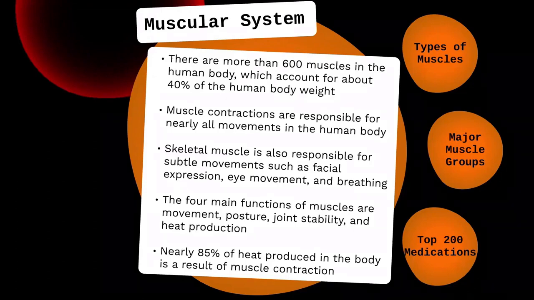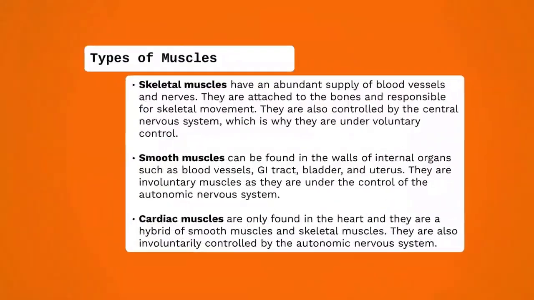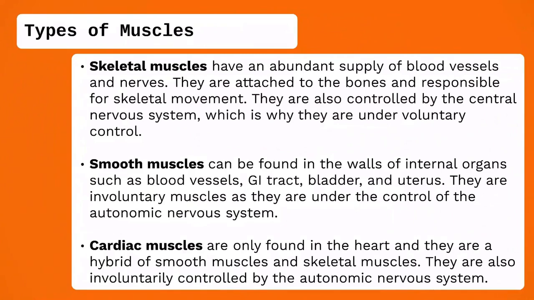So the four main functions of muscles are movement, posture, joint stability, and heat production. Nearly 85% of the heat that's produced in the body is a result of muscle contraction. So again, back to our types of muscle, we have skeletal muscles, smooth muscles, and cardiac muscles.